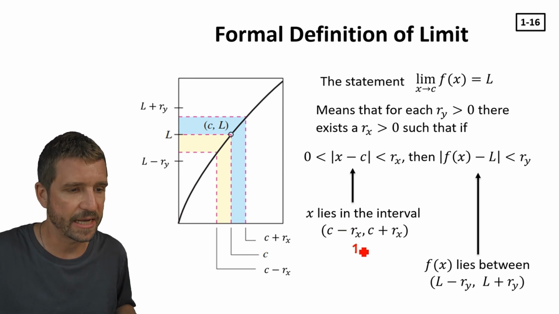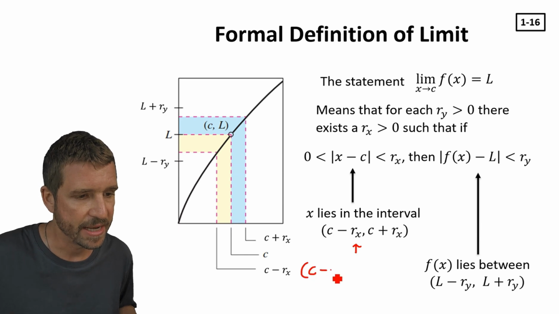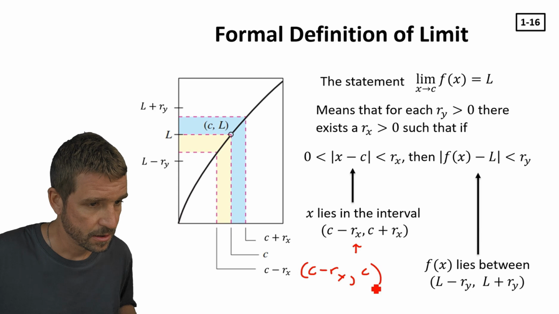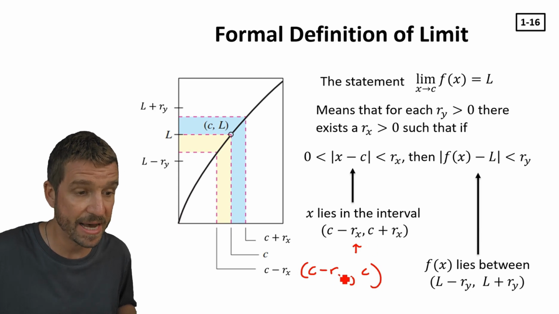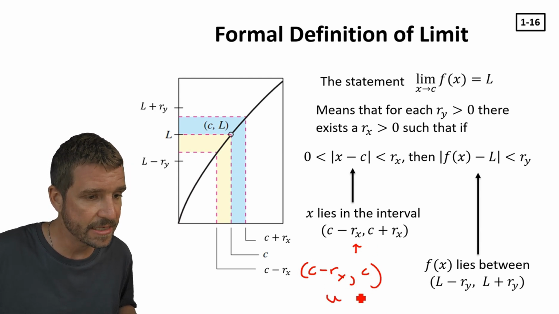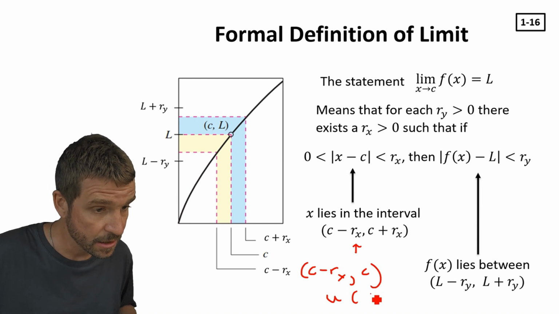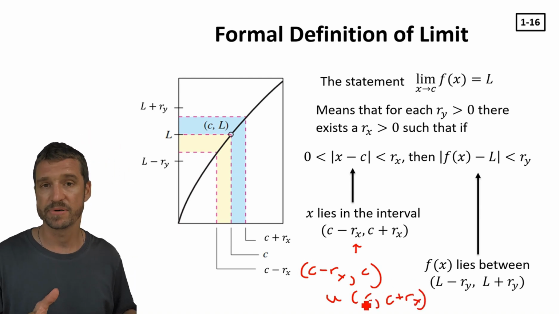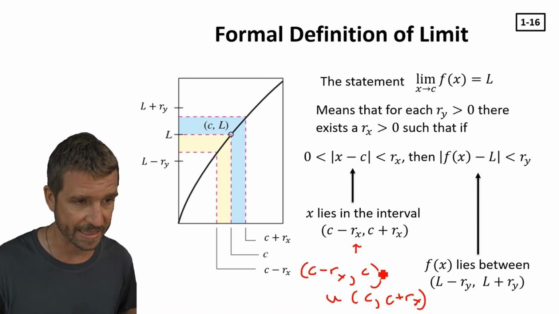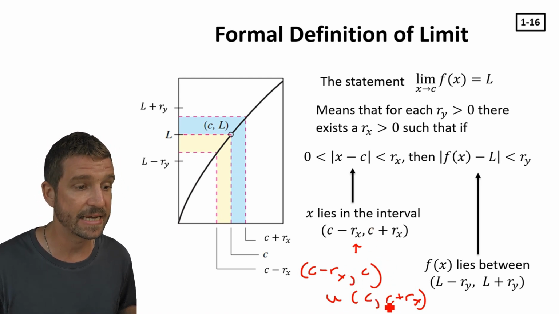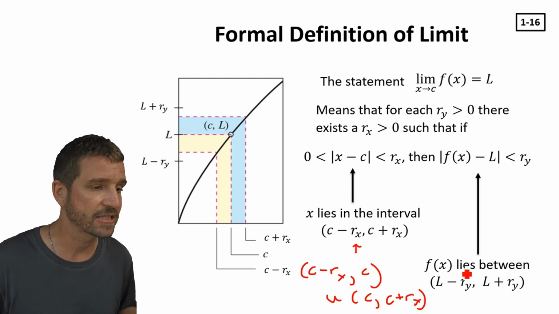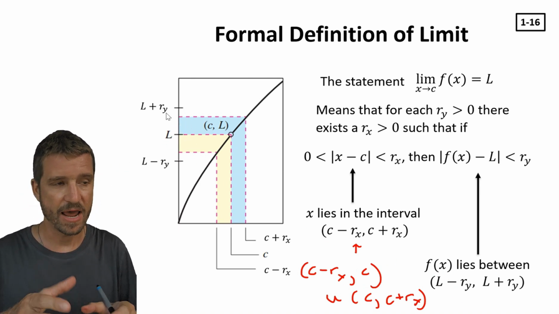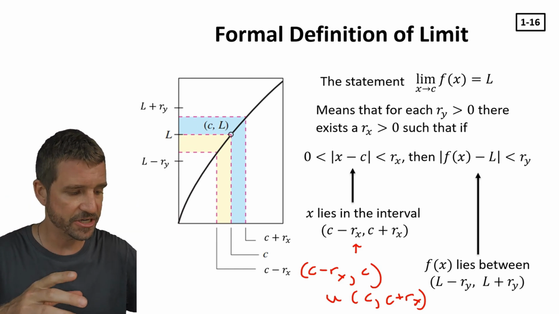So just to show you, technically I should write it like this, right? c minus r sub x to c. x lies between c minus r sub x and c, and c to c plus r sub x, if I want to be 100% mathematically correct here. All right, if x lies in this interval, then f of x will lie within the r sub y. Okay? So now let me show you a little more about the complete definition here of everything.